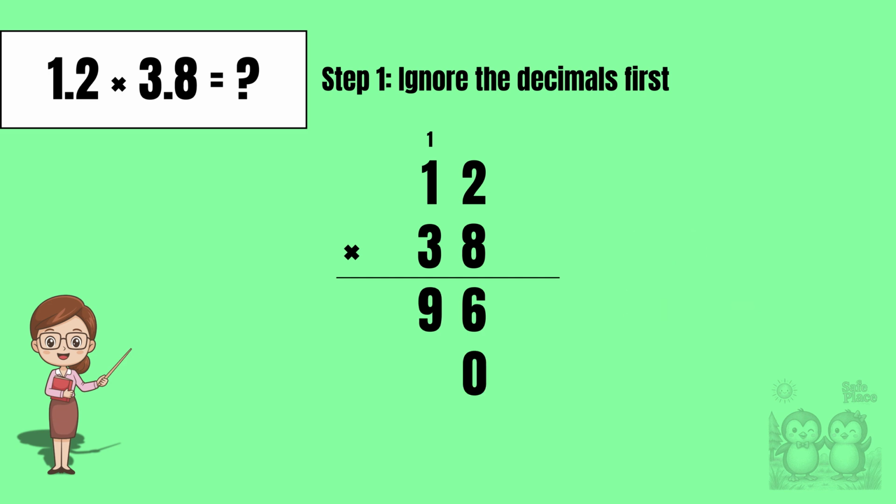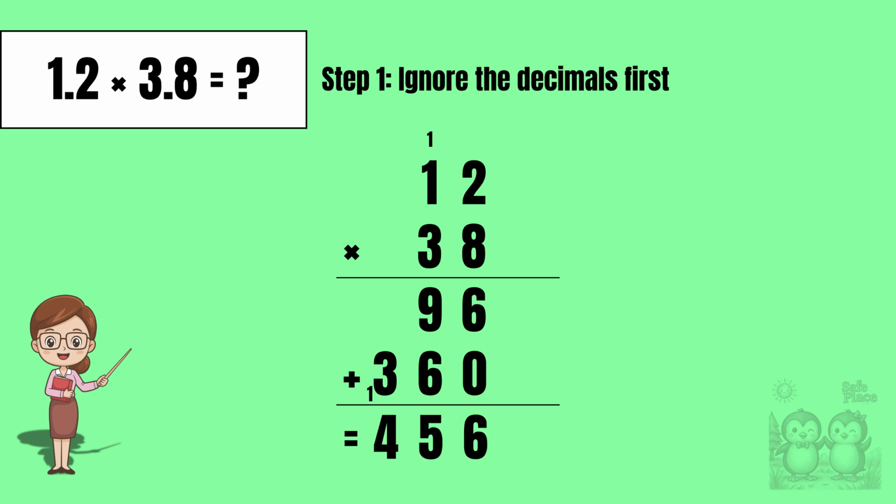Now we multiply 12 by 3 in the tens place, which really means 30. First, multiply 3 by 2. 3 times 2 equals 6. Next, multiply 3 by 1. 3 times 1 equals 3. That gives us 36. But because the 3 is in the tens place, the number becomes 360.